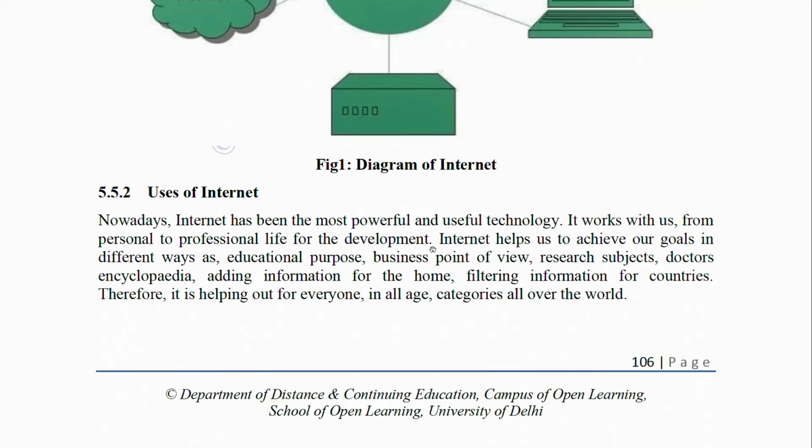5.5.2 Uses of internet. Nowadays, the internet has become the most powerful and useful technology. It works with us from personal to professional life for development. The internet helps us to achieve our goals in different ways, such as educational purposes, business point of view, research subjects, doctors, encyclopedia, adding information for the home, filtering information for countries. Therefore, it is helping everyone in all age categories all over the world.